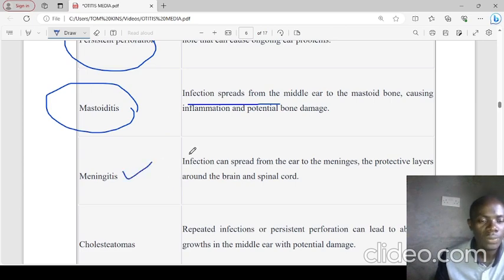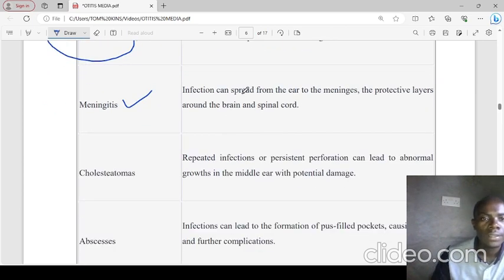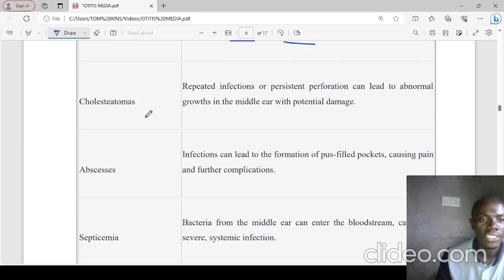Meningitis is the next one. Infection can spread from the ear to the meninges. Remember, the meninges are the protective layers that are normally found around the brain and the spinal cord. So when the infection gets there, it leads to inflammation of the meninges, resulting in meningitis.